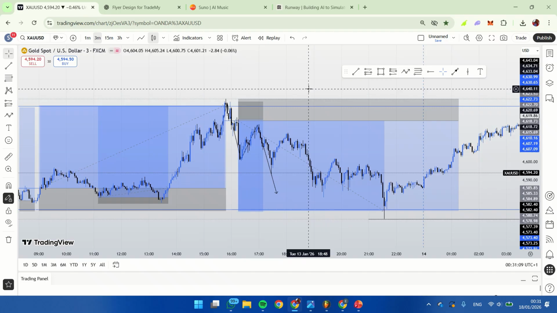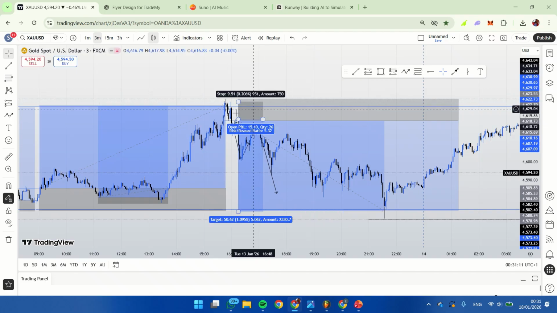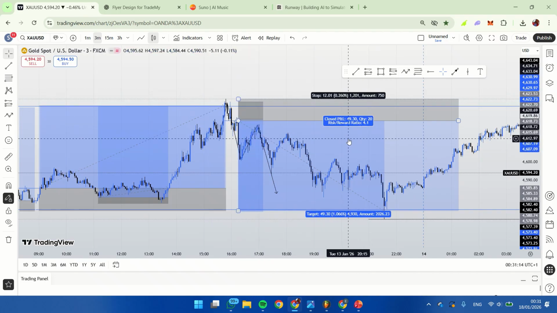So it helps fix those things. But you see, this is 1:5, this is 1:4.